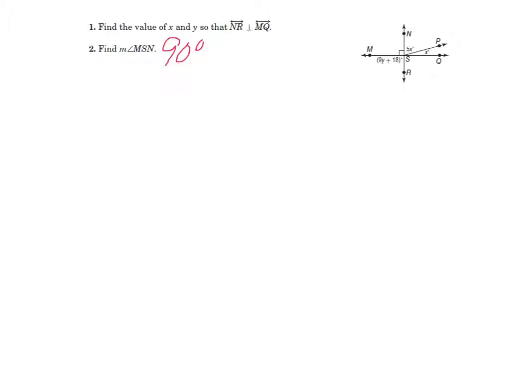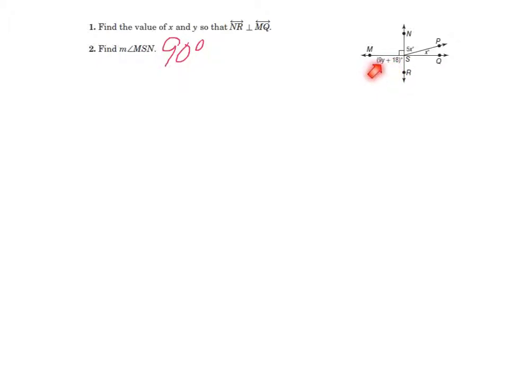Number 1 is a little more difficult. Because this is 90 degrees here, these two lines are what we call perpendicular. That's what this upside down T mark is. It says find the value of x and y so that line NR is perpendicular to line MQ. Now, line MQ is the horizontal line, line NR is the vertical line. And we know that they're perpendicular, or 90 degrees to each other, because of that box. So that must mean that if we have one right angle, all four of these angles are 90 degrees.